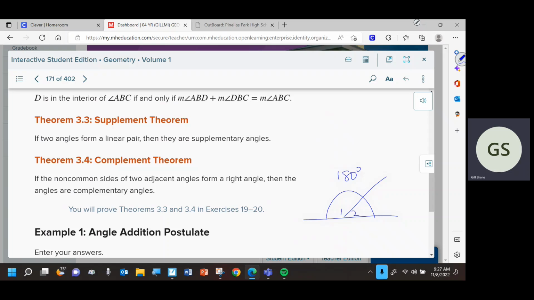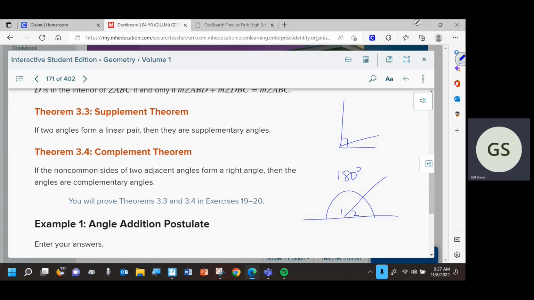Complementary would be if I gave you a right angle, which apparently you're going to prove in a little while. If I told you it's a right angle, so we know that's 90 degrees, and now I split that into two angles, those two angles have to add up to 90 degrees. So that would be the complement. Just remember, supplement has to do with a straight angle, which is just a straight line. Complement has to do with a 90-degree angle, and then splitting that into two angles.